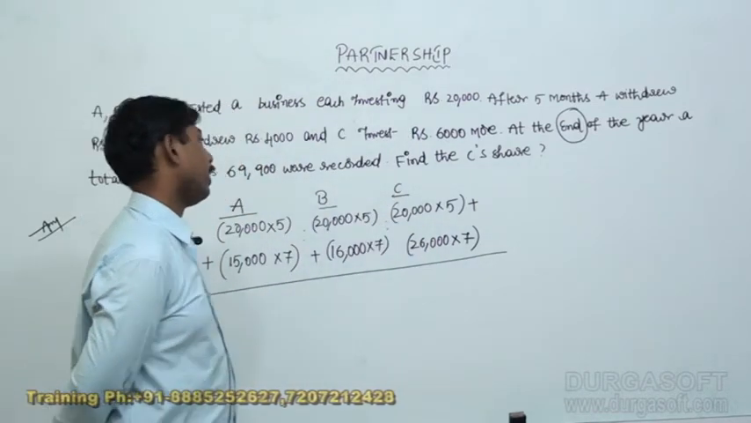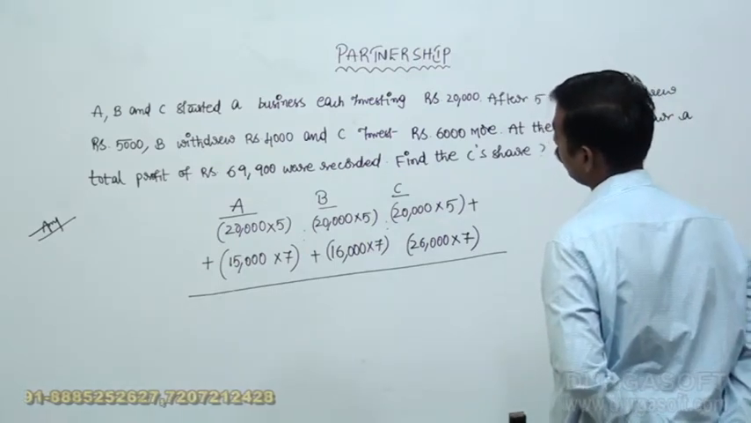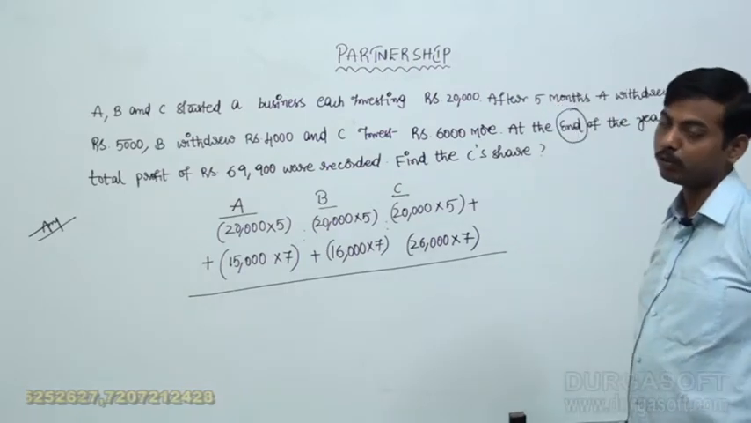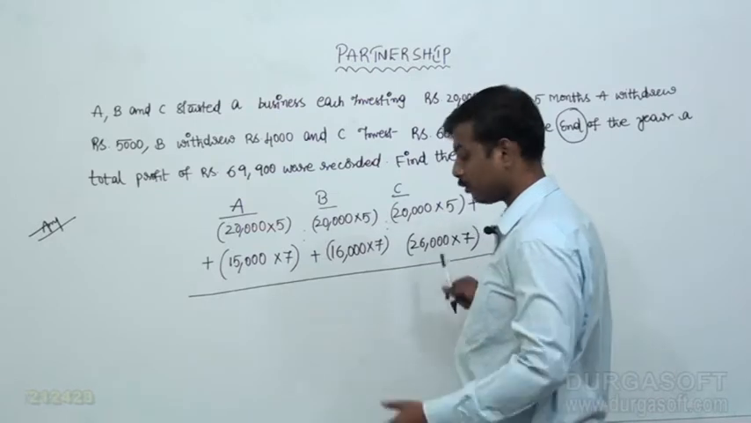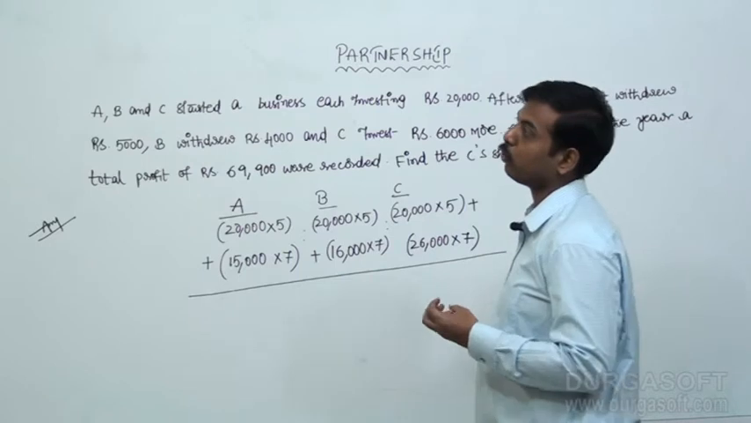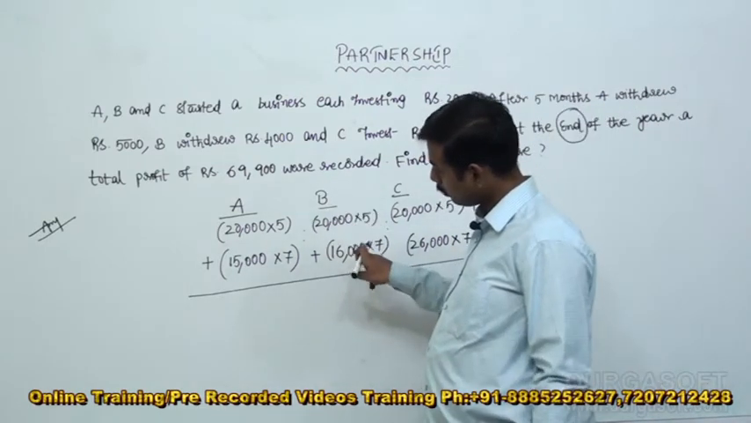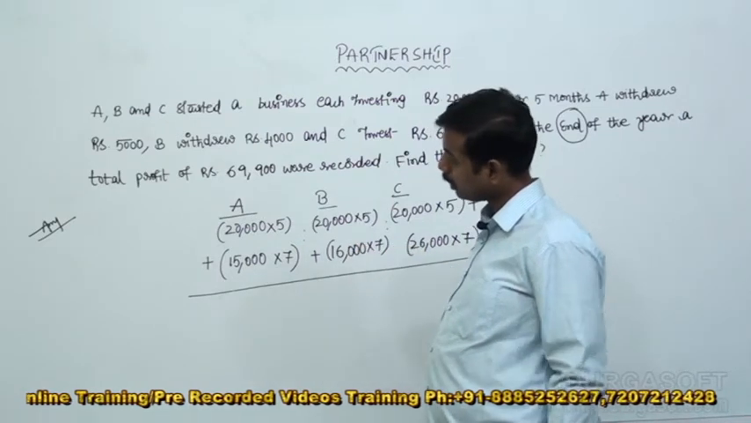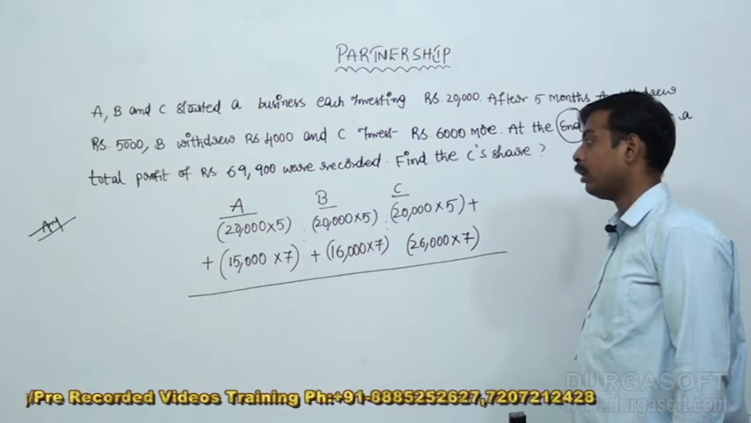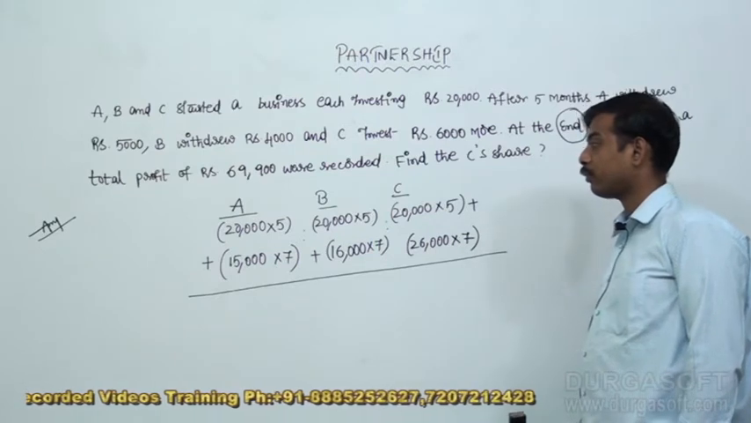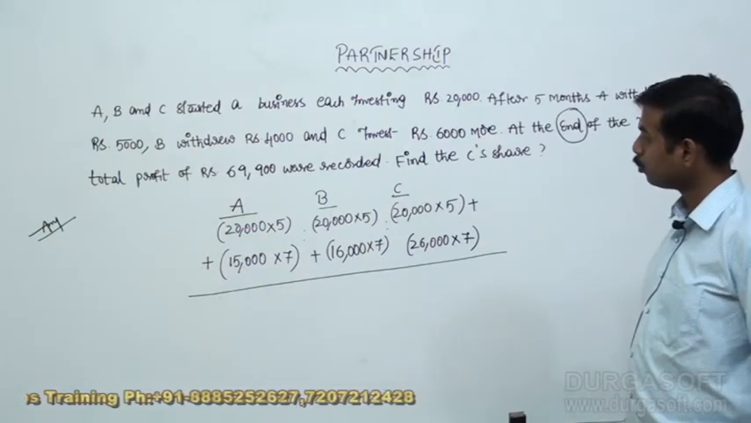Let us make a point out here. A invested 20,000 rupees up to 5 months. Next, B invested 20,000 rupees only up to 5 months. Whereas C also invested 20,000 rupees only up to 5 months. After 5 months, he has invested additionally 6,000 more. That is the reason 26,000 rupees should be for C for the remaining 7 months. And B should have 16,000 rupees of investment for the remaining 7 months. And A also has 15,000 rupees of investment for the remaining 7 months. A and B, both were withdrawn their investment from the business after 5 months. A has 5,000 and B has 4,000. But C has invested 6,000 rupees more into the business.